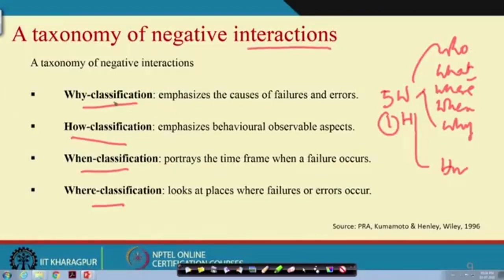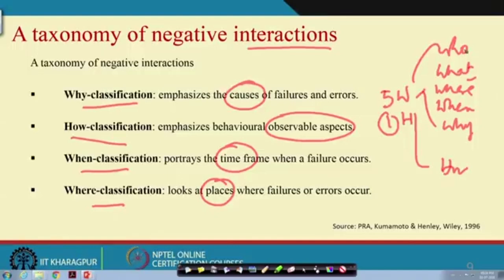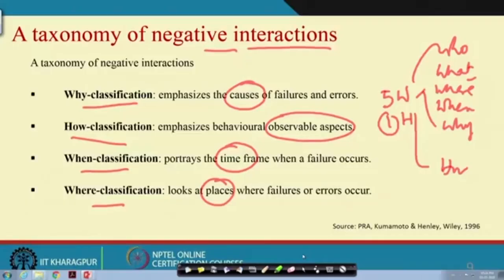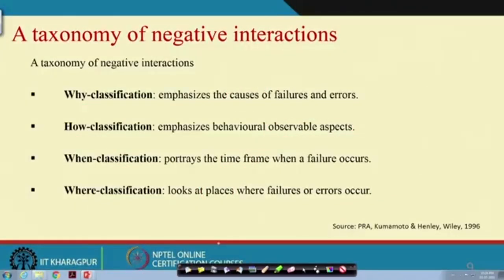That is why classification emphasizes the cause; how emphasizes primarily observational facts; when talks about the time, and where the places, locations. Then who, I told you, is the responsible person, and what actually happened. What happened? A negative interaction happened. There are many ways that any accident situation can be analyzed. So it's an endless game.